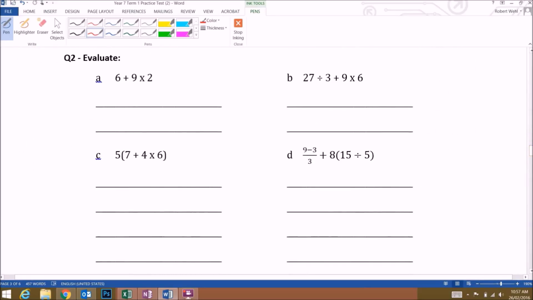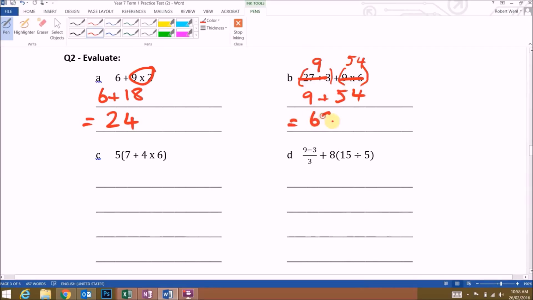Okay, question 2, evaluate. 6 plus 9 times 2. So the first thing I do is this, which is 18. And my answer is 24. This one here, if I was to put brackets in, I need to do the division and the multiplication, then add them together. 27 divided by 3 is 9. 9 times 6 is 54. So my answer is 63.